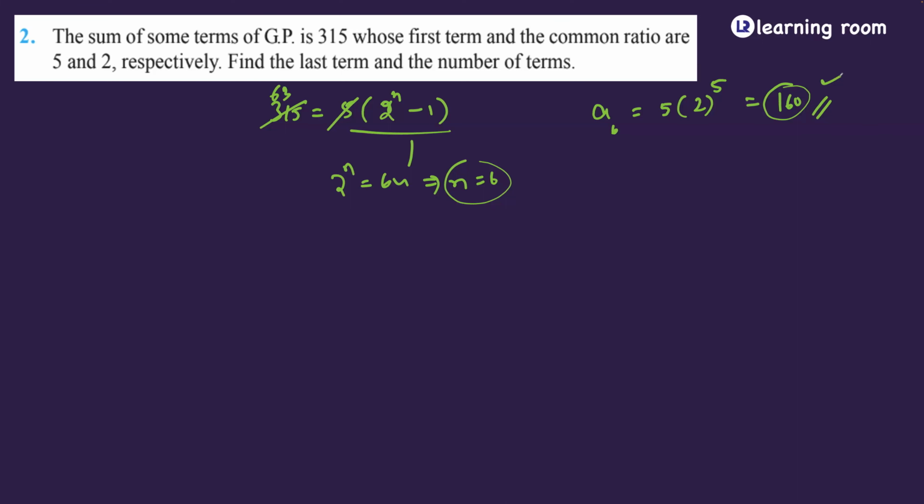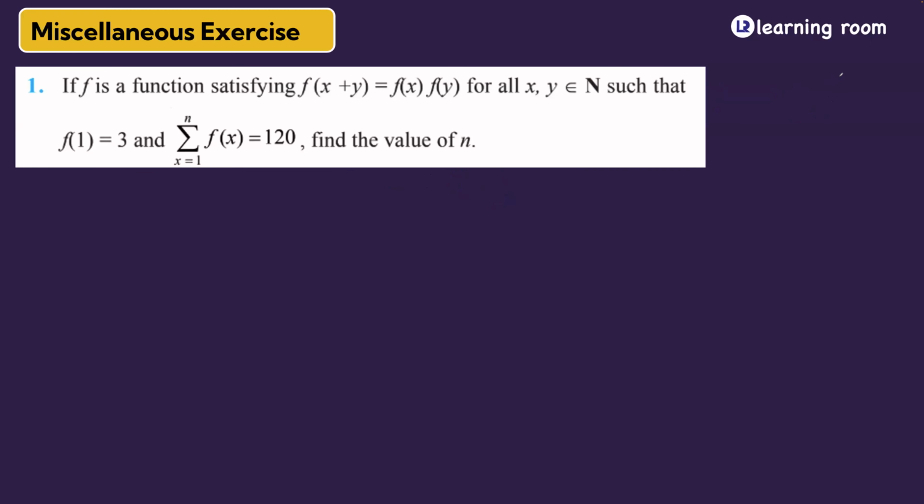Now can we try the first one? So listen. The question says, if f is a function satisfying f of (x plus y) equal to f of x into f of y for all values of x, y that belong to the natural number set, such that f of 1 is 3 and the summation of f of x where x is equal to 1 to n is 120, find the value of n.